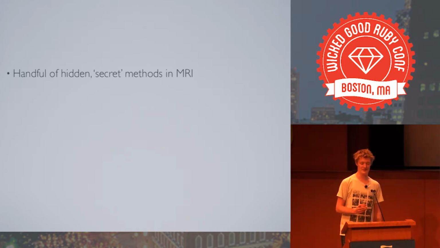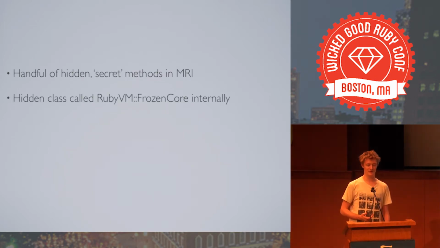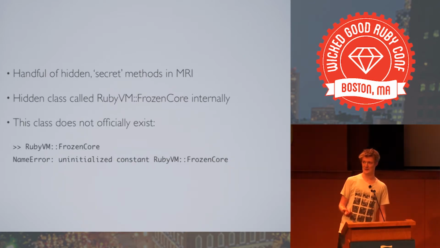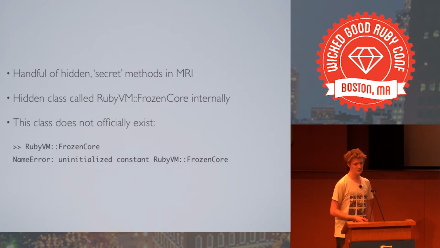So in MRI, there's a handful of hidden secret methods that are called internally by the interpreter. And they're not ever intended to be called by user code. So they're all stored on a hidden class called RubyVM frozen core, and it isn't actually exposed to Rubyland. So you can't actually get at it. If you try and type in RubyVM frozen core, you'll just get an exception.